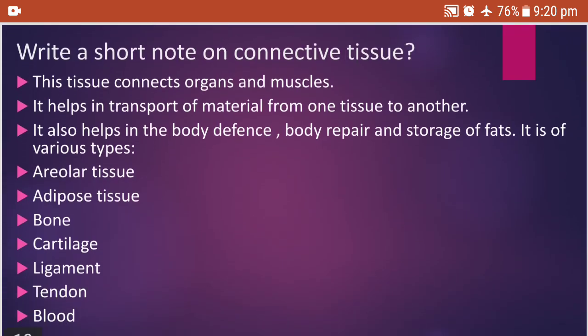Write a short note on connective tissue. Connective tissue connects organs and muscles. It helps in transport of material from one tissue to another. It also helps in body defense, body repair, storage of fats. It is of various types: areolar tissue, adipose tissue, bone, cartilage, ligament, tendon, and blood.